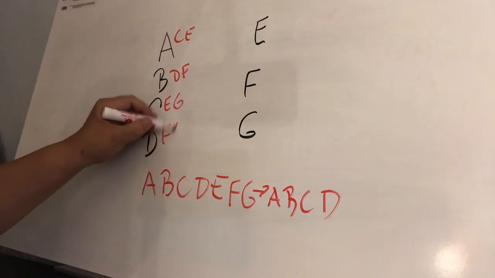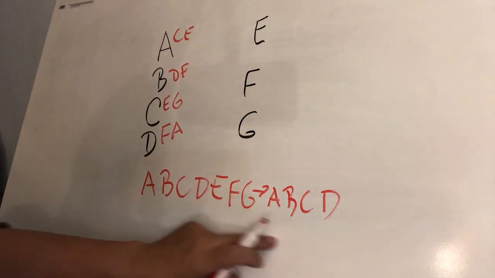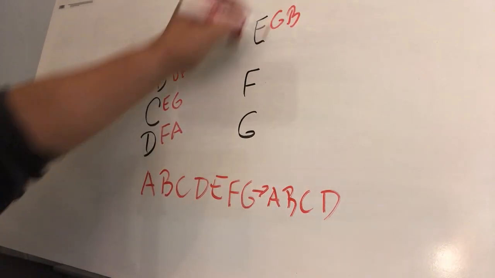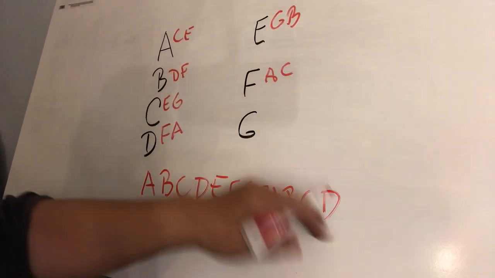And D triad would be D, F, A, like that. E triad would be E, G, B, like that. F triad would be F, A, C. And G triad would be G, B, D.